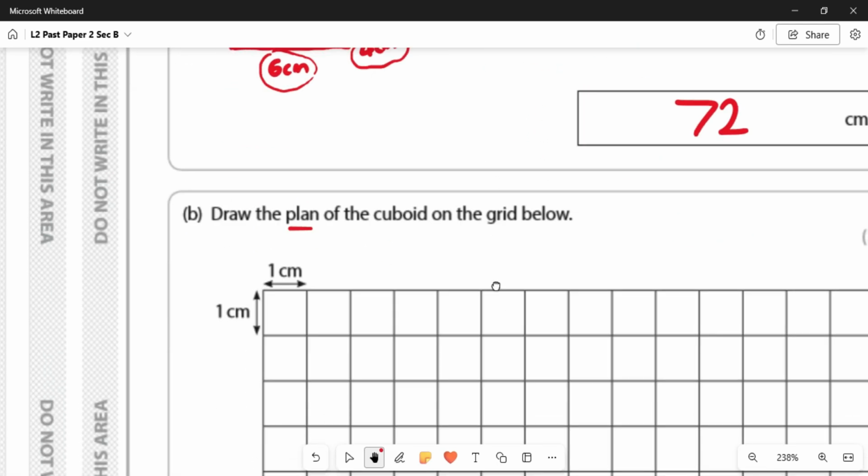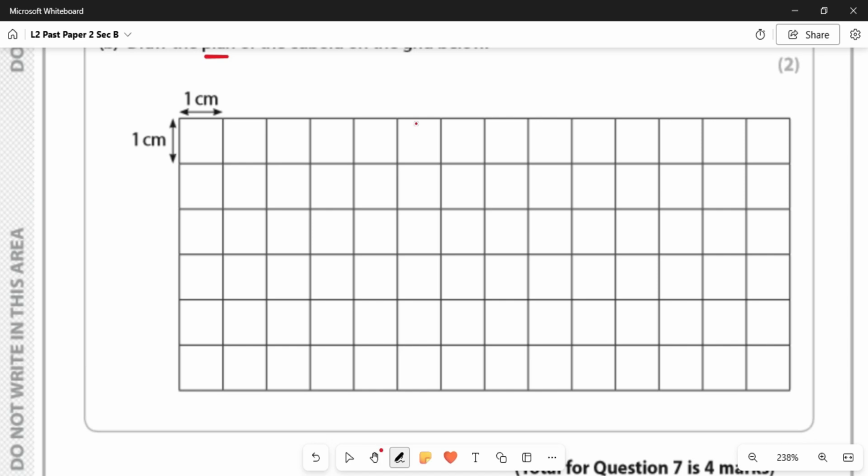So all you have to do is draw anywhere on the grid, doesn't matter where it is. Do 1, 2, 3, 4, and then 1, 2, 3, 4, 5, 6. Obviously you guys use your ruler in the exam. Definitely don't do what I'm doing.